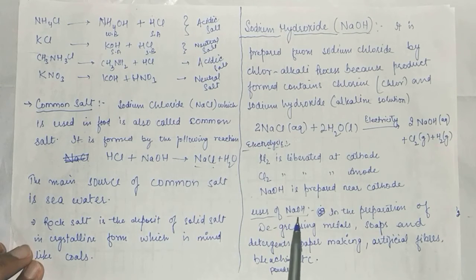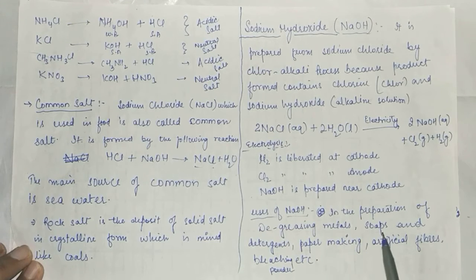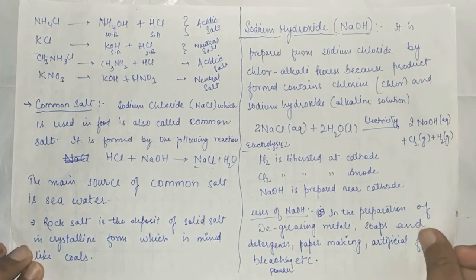What are the uses of NaOH? It is used in the preparation of degreasing metals. Degreasing metals बनाने के लिए. Then after, soaps and detergents बनाने के लिए, paper making, artificial fibers, or you can say synthetic fibers, bleaching powder, etc. They are formed by use of NaOH.